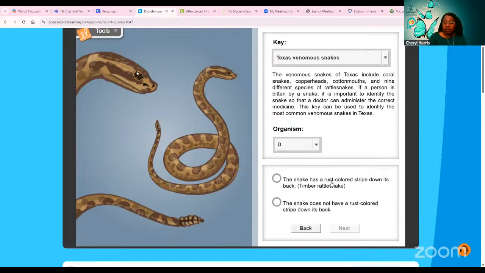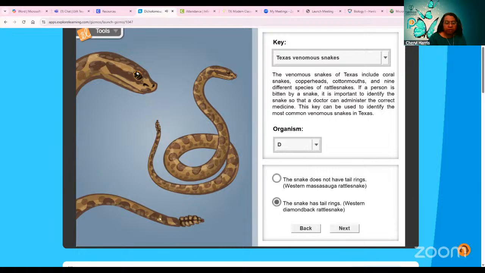Has a rust-colored tip down, stripe down its back. It doesn't have what? No, it does not have a rust-colored stripe down its back. All right, the snake does not have tail rings. Let's call it has tail rings.